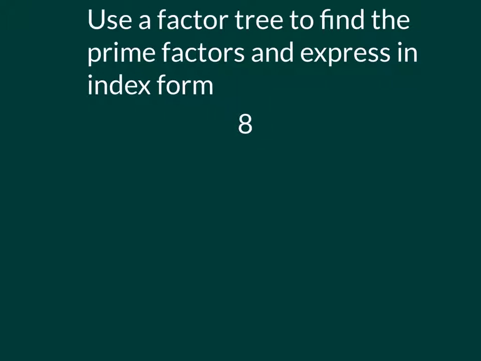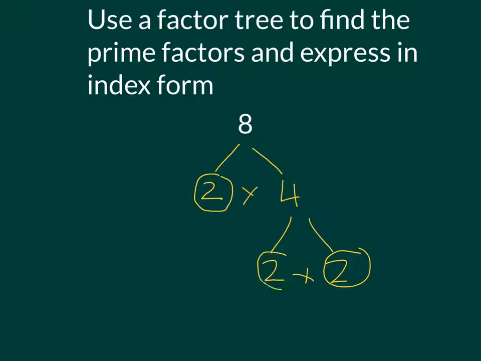Alright, so often you'll be asked to use a factor tree to find the prime factors and express in index form. We talked about indexes in the previous video. So this one here is what we're going to call a factor tree. A factor tree works like this: we have two numbers that go evenly into 8. Well, let's use 2 times 4. 2 is prime, so we can leave 2 there. 4 is not prime, so we have to break that one down again: 2 times 2, and again, they're prime.